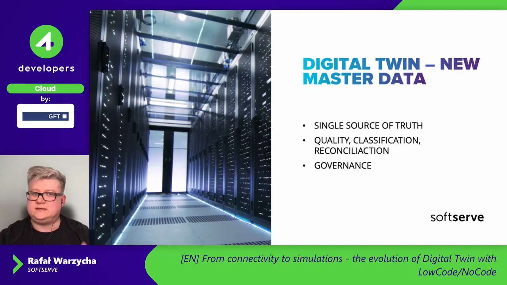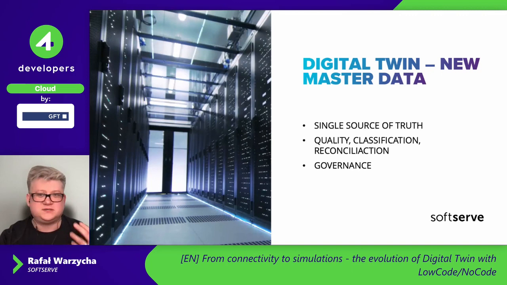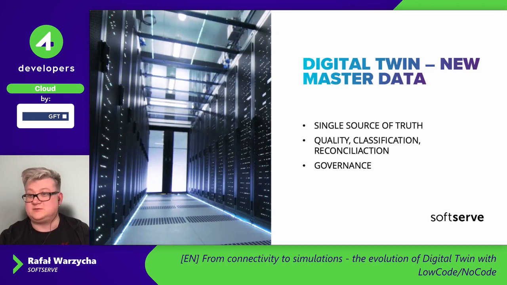And the digital twin, at least in my eyes, starts to be more and more like master data. It's distributed. So there is the single source of truth with a small asterisk. But the quality starts to be important. The classification modeling starts to be extremely important. Reconciliation, so modeling also starts to be super important.